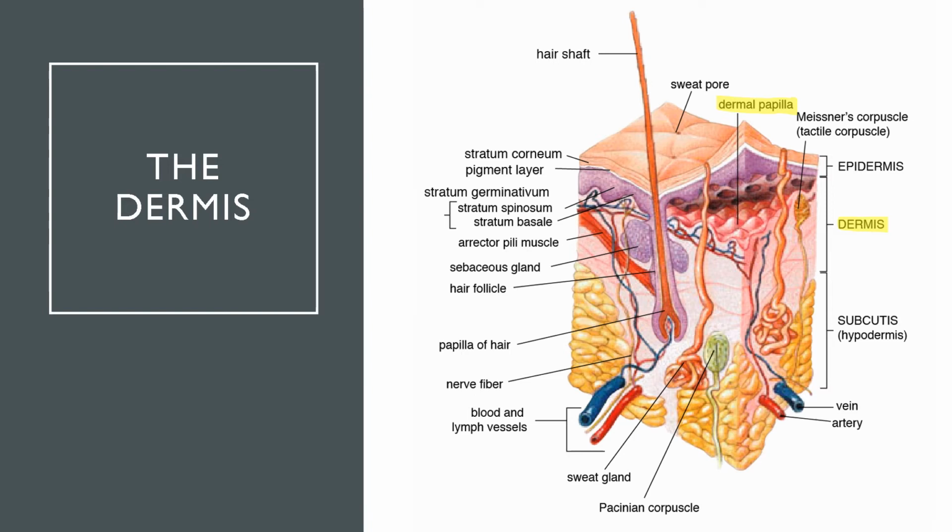Now, all dermal papillae also contain capillary loops. It's not labeled here, but this is what we're going to see right here and here and here. These are all capillary loops. These are going to be blood vessels that go into each dermal papilla.